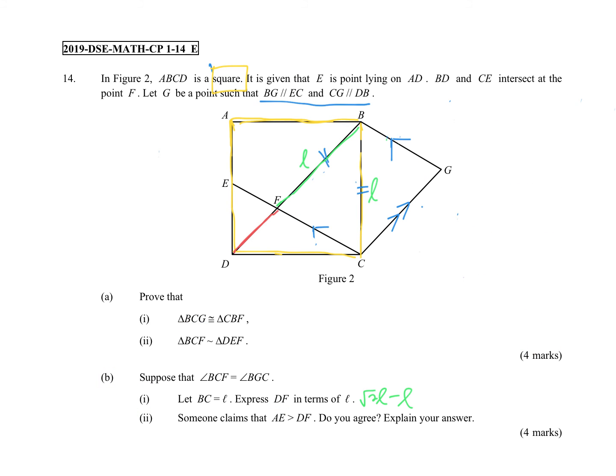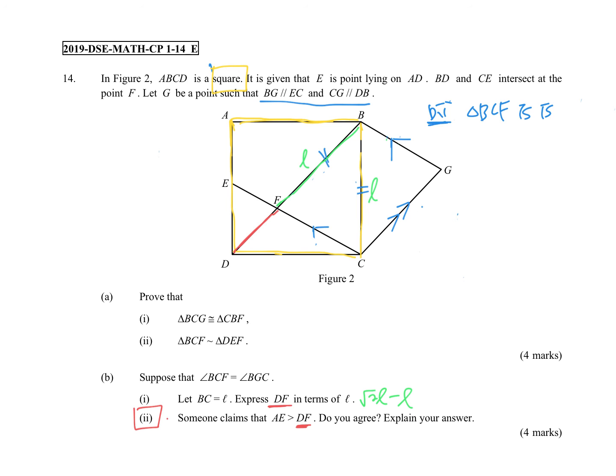Now here comes the last part, B2. Someone claims that AE is longer than DF. In part B1 we already got DF, so now we need to find AE as well. In B1, we know DF equals square root 2 L minus L, and BCF is isosceles.